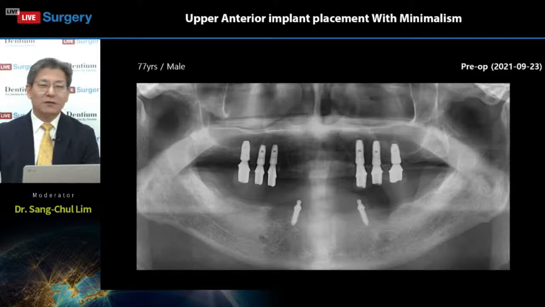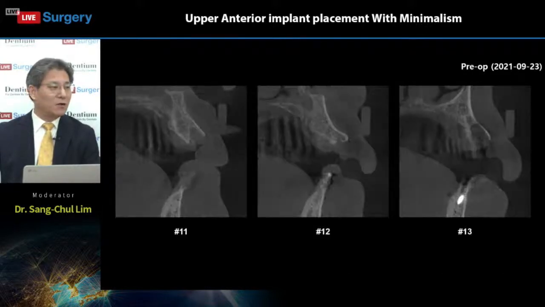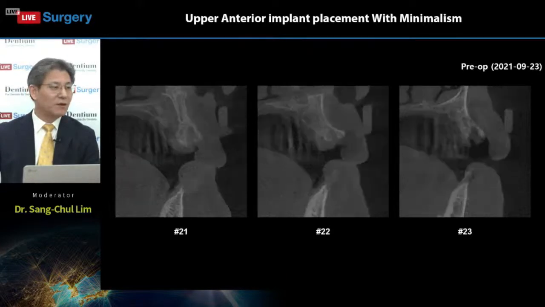What about the upper maxilla? The upper anterior teeth were already extracted in September 2021 due to a periodontally compromised problem. This is a cone beam CT view. The number 11 extraction socket can be seen, and number 12 is already a healed site, right? Number 13 has a bigger bone defect. And the 21 area is a normal socket, which is also very nice for implantation.